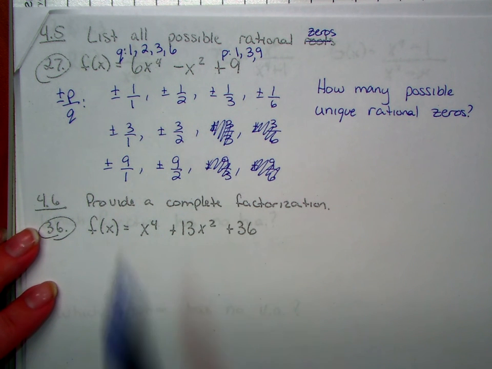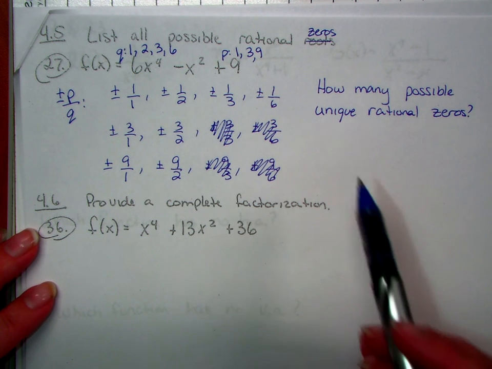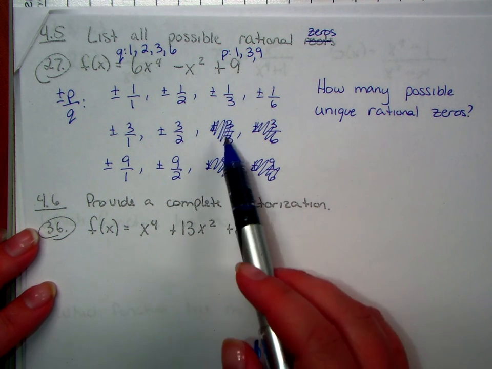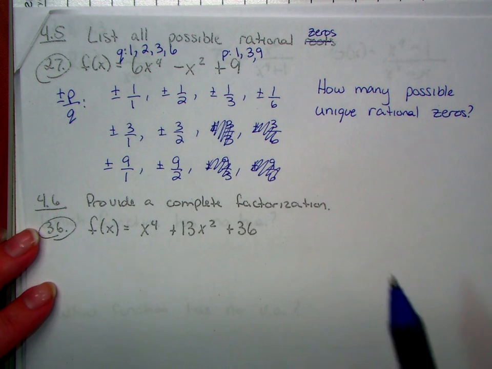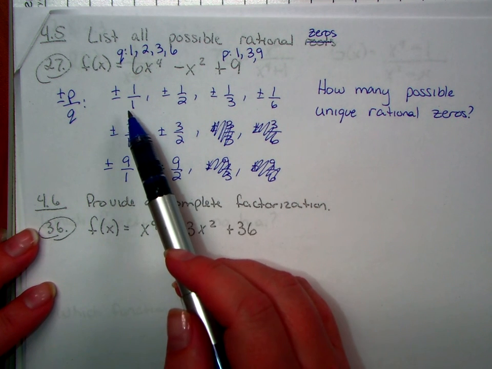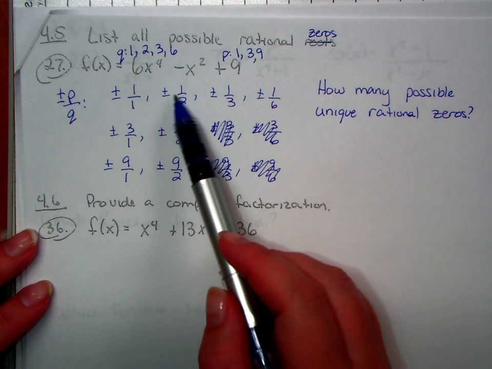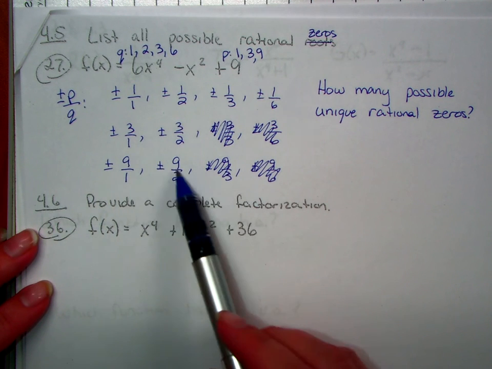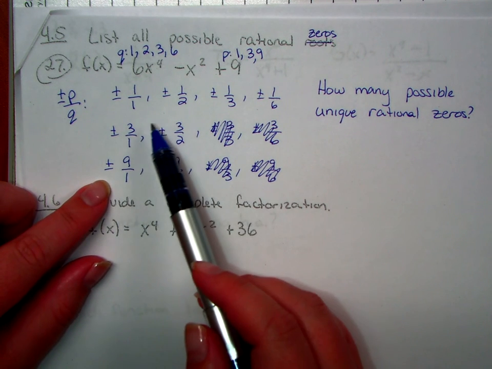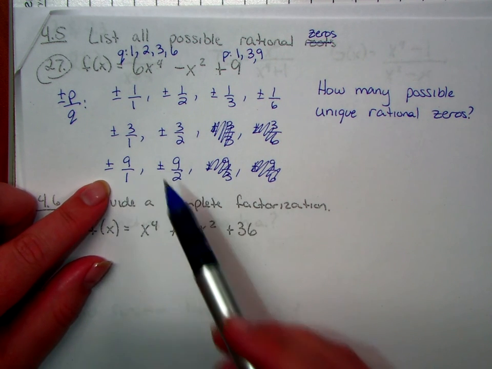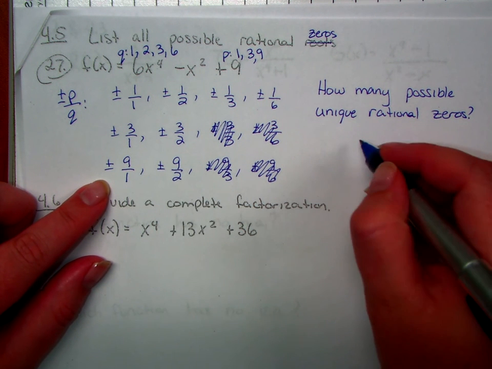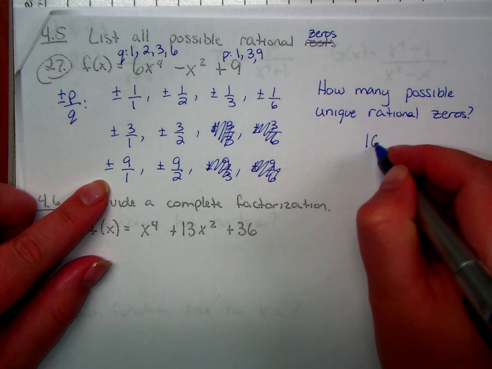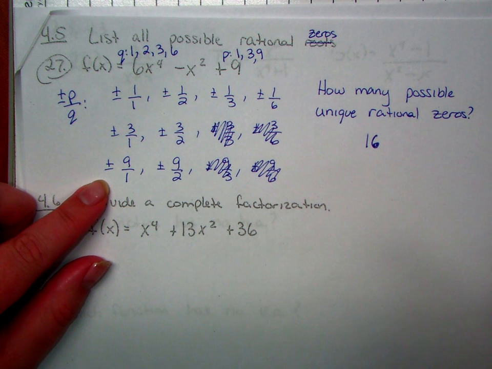And so those are the ones that work and the ones that don't work. And the fact that they need to be unique means we don't need to be counting these duplicates. All right? So if I count up the number of zeros in this list, 2, 3, 4, 5, 6, 7, 8, I have 8 numbers, but I need to multiply that by 2 because we have positives and negatives of each of those values. So 8 times 2 gives us a total of 16 possible rational zeros.